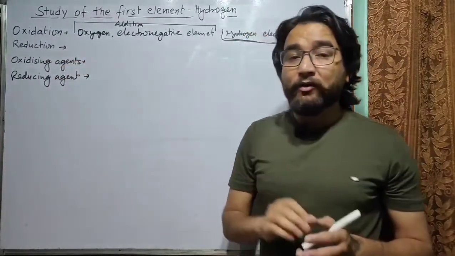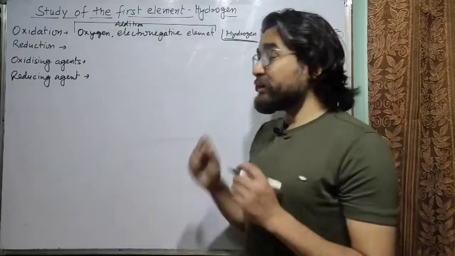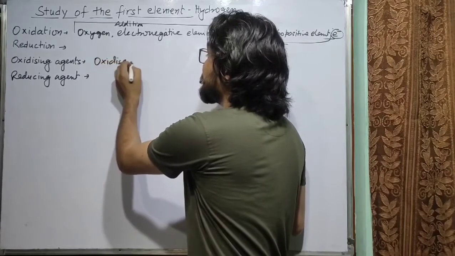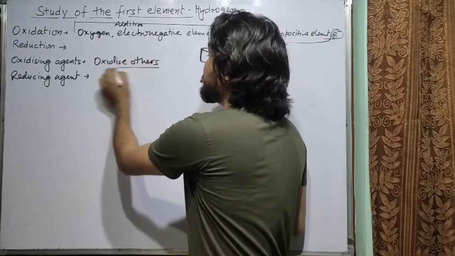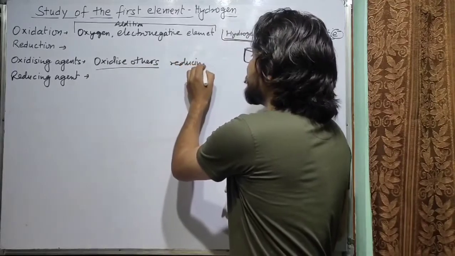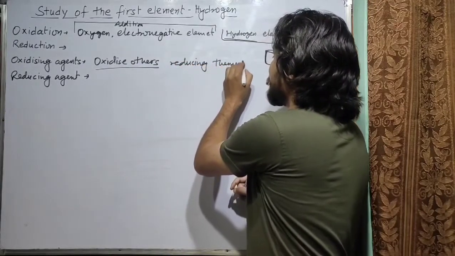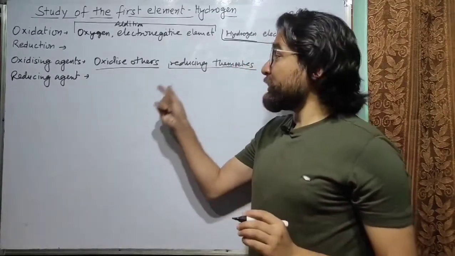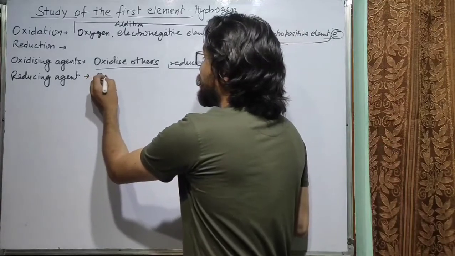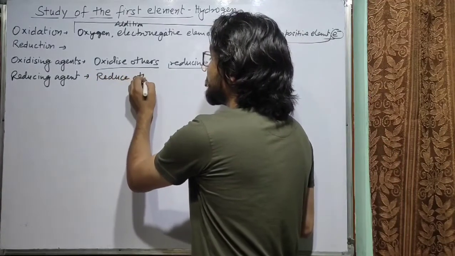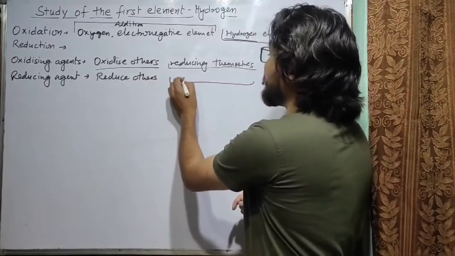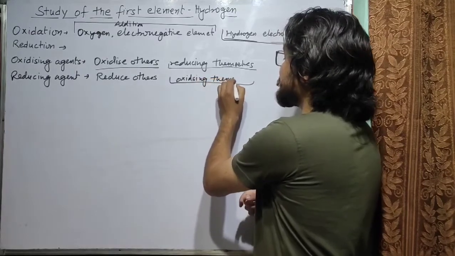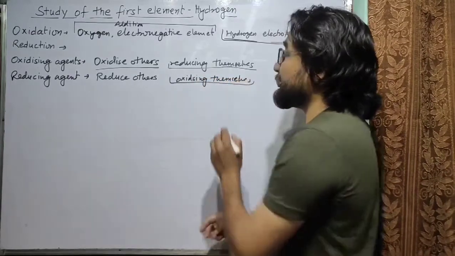Now, what are oxidizing agents? Oxidizing agents are those substances which oxidize others by reducing themselves. Such substances are known as oxidizing agents, while reducing agents are substances which reduce others by oxidizing themselves. So these substances are called reducing agents.